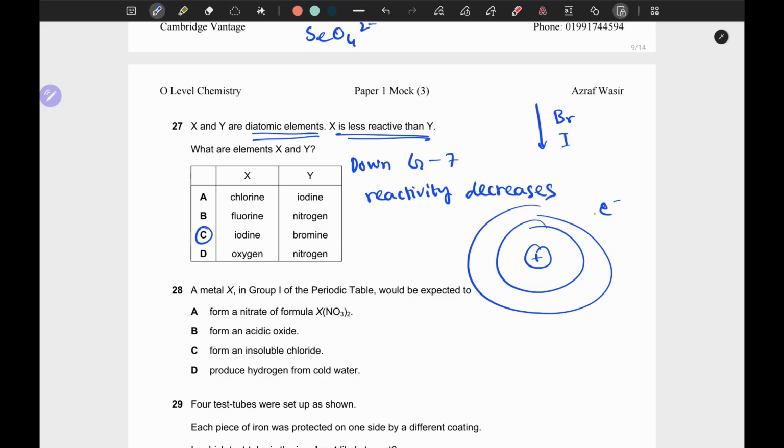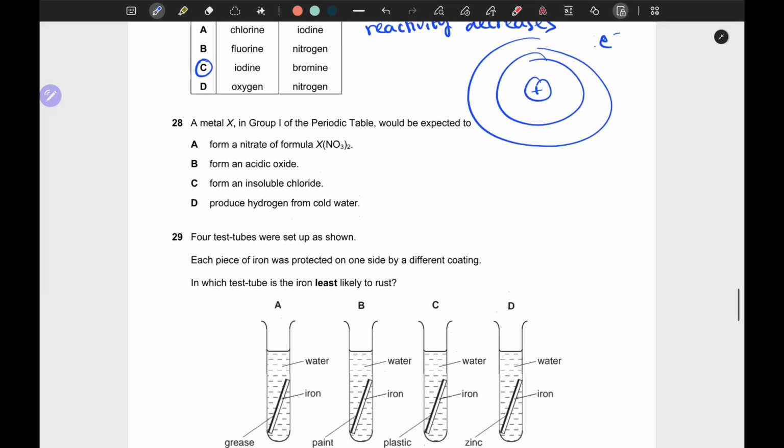For the other ones, there is no immediate comparison that we can make. For chlorine, iodine, chlorine is above iodine, so chlorine should be more reactive. So that doesn't work. So that is why the answer over here is simply C.